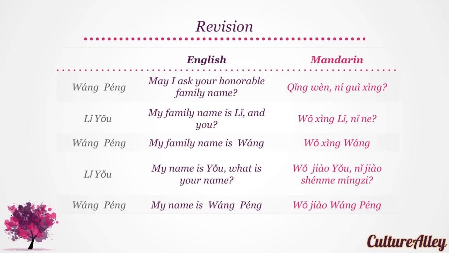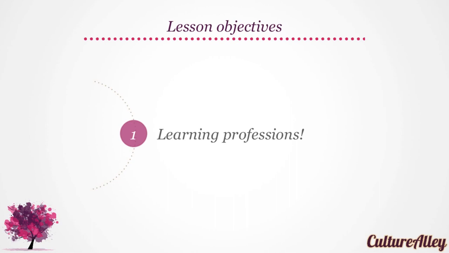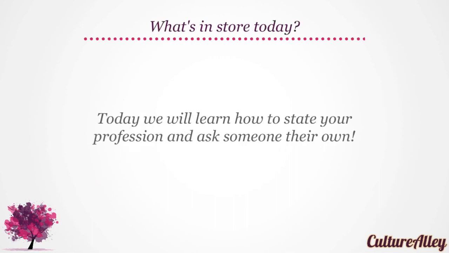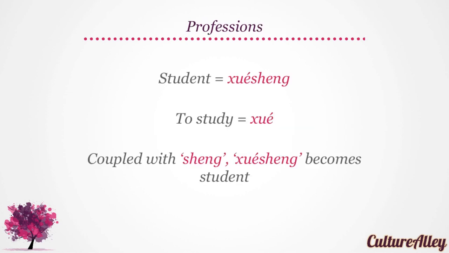Excellent! Now we can start with our next topic. Today's lesson is about learning professions. This topic will teach you how to state your profession and how to ask others their professions. Let's start with an easy one. Student. The word student translates to 学生. The verb to study becomes 学, coupled with 生, 学生 becomes student.